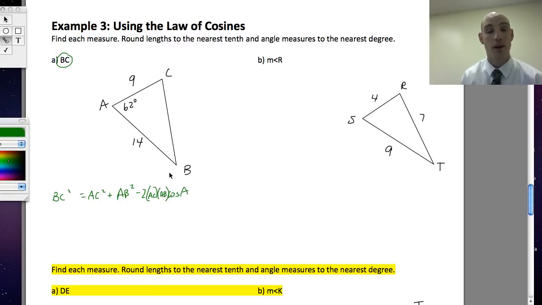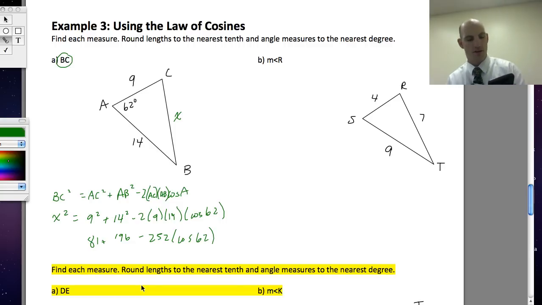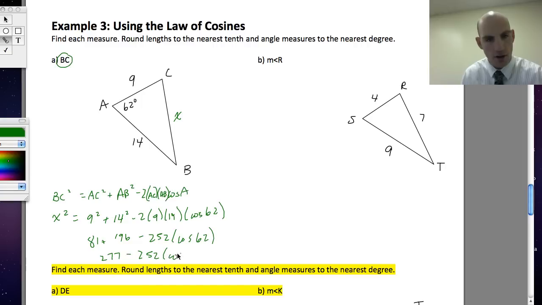It's just a matching game, guys. Whatever side I'm squaring, it's the other two sides that I'm going to use for the formula. So if I label this x, I've got x squared is equal to, now AC is 9, so 9 squared plus 14 squared minus 2 times 9 times 14 times the cosine of 62. A calculator in degree mode will allow us to do this. So I've got 14 squared, 196, this is 81, minus 2 times 9 times 14, minus 252 times cosine 62. So I've got 81 plus 196, 277 minus 252 times cosine 62.